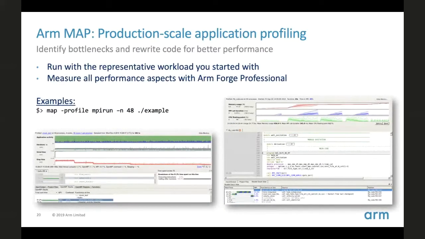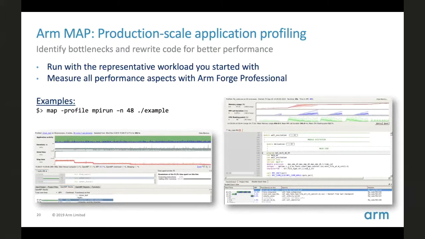So along with DDT in Forge, you have Arm Map. Arm Map is a lightweight sampling-based profiler. It can show you what's going on in a sort of summary sense across multiple MPI ranks. So this one scales out very nicely, but it does have some caveats compared to other more detailed profilers.